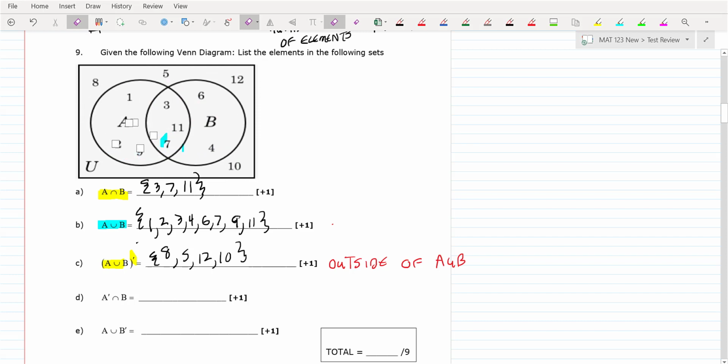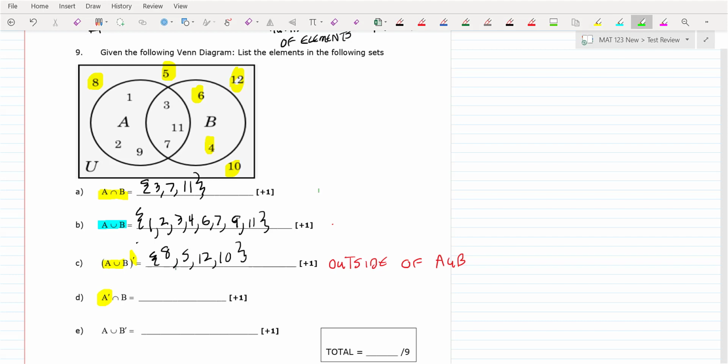Anytime you're looking at an intersection, you're looking for an overlap, okay? So this is the way I would piece this together. I would probably go through and put a check mark by everything that's outside of A, or highlight it. I think I'm going to highlight it this time. So everything that's outside of A would be an 8, a 5, a 6, a 12, a 4, and a 10. Okay, that's everything that's in A complement, right?